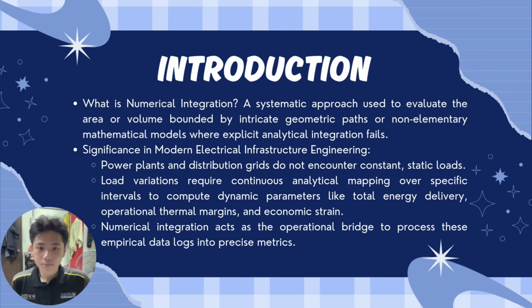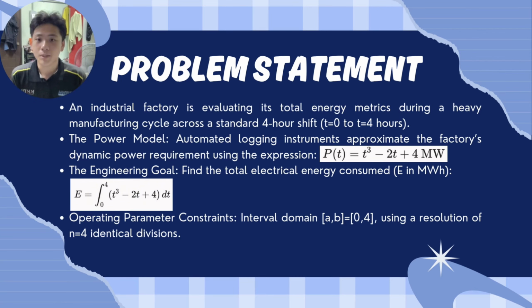And for our problem statement, an industrial factory is evaluating its total energy metrics during a heavy manufacturing cycle across a standard 4-hour shift, t equals 0 to t equals 4 hours. The power model is that automated logging instruments approximate the factory's dynamic power requirement using the expression P(t) equals t cubed minus 2t plus 4 megawatts. The engineering goal is to find the total electrical energy consumed, E, in megawatt hours.